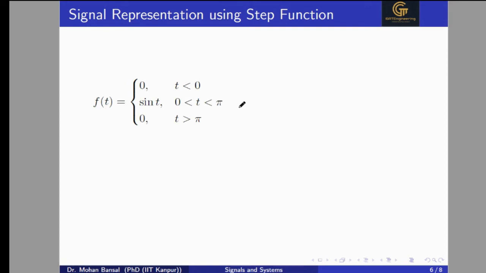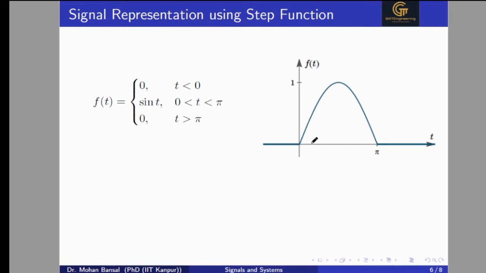So if we plot this signal, we will get this kind of a signal. Sin t is defined between 0 and pi only. For t less than 0, the signal is 0. For t greater than pi, the signal is again 0. If we plot sin t and multiply it with a window between 0 and pi, we will get sin t times u of t minus u of t minus pi. So we are multiplying sin t with a window that lies only between 0 and pi.